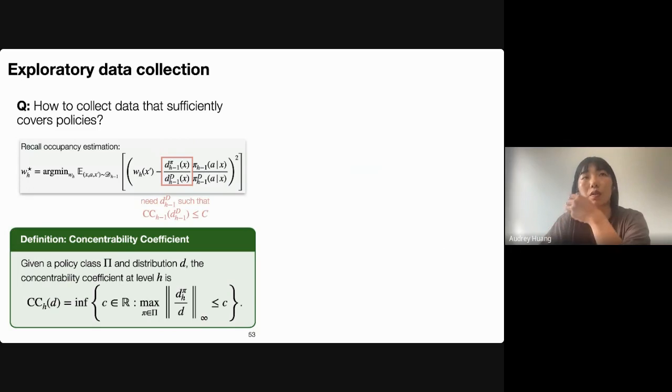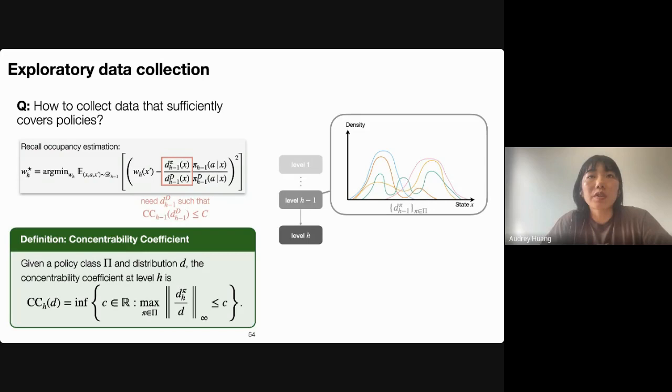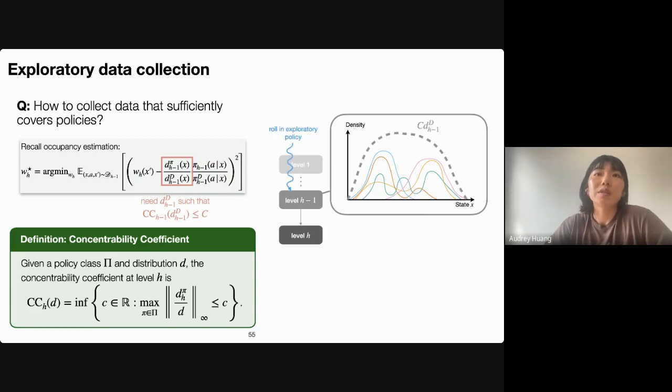So translating this to our regression problem, what we need for regression is that d_{h-1} has a concentrability coefficient upper bounded by some finite constant big C. And to visualize this requirement, the graph on the right shows the occupancies of all policies at level h minus 1 in different colors. And what we need is to design an exploratory policy that when we roll it into this level h minus 1, the induced data distribution shown in the dashed line satisfies this coverage requirement.